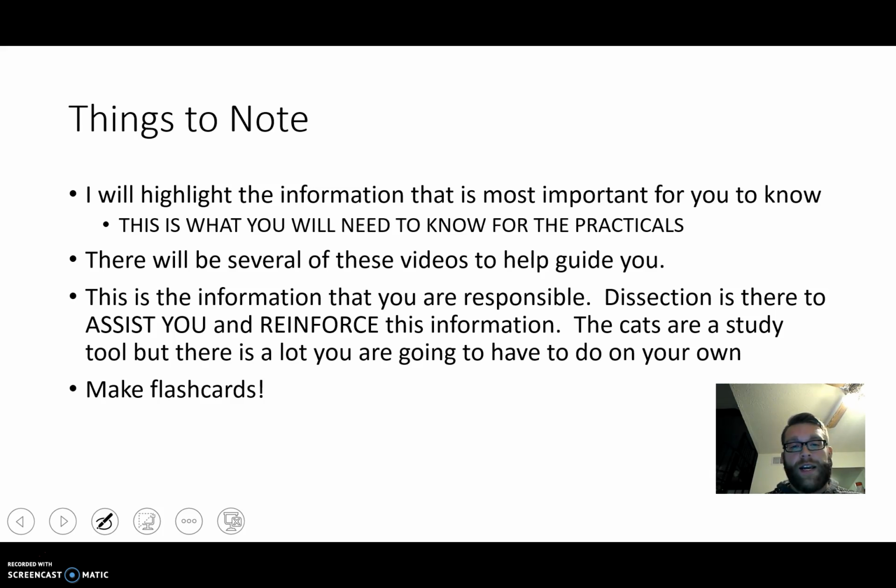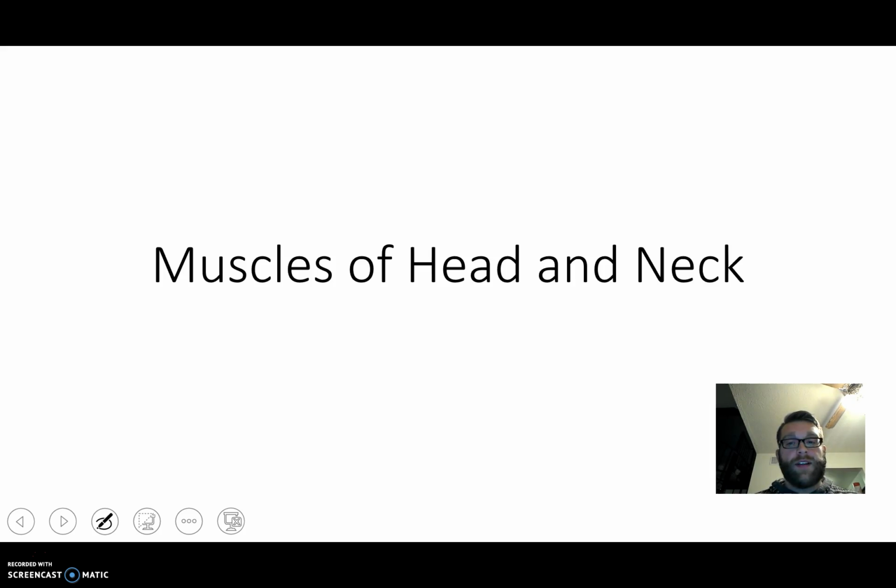All right, so make flashcards. I can't tell you enough how important this is. I will show you my set of flashcards that I made for all of this stuff, so you can use them as a guide to help you as you go through this study. Again, you have to make flashcards. I'm going to start with the muscles. We're going to begin with the head and neck, and that's where this video will end, and then I will make a separate video for the muscles of the chest. These are the two sets that are going to be on your first practical. So, muscles of the head and neck.